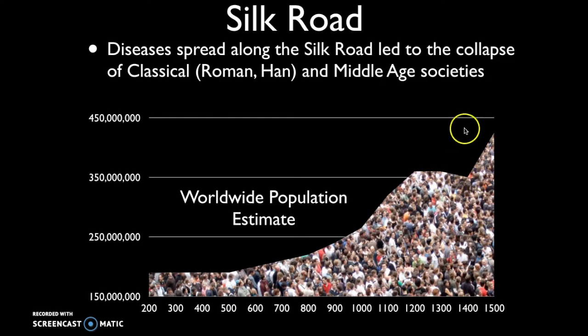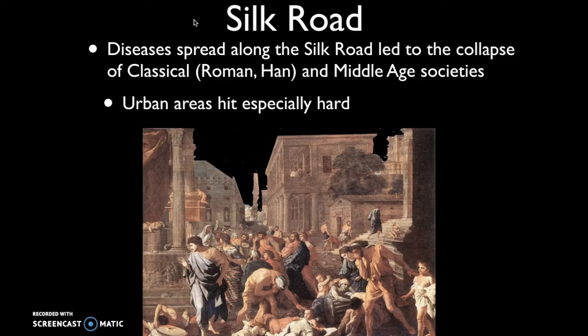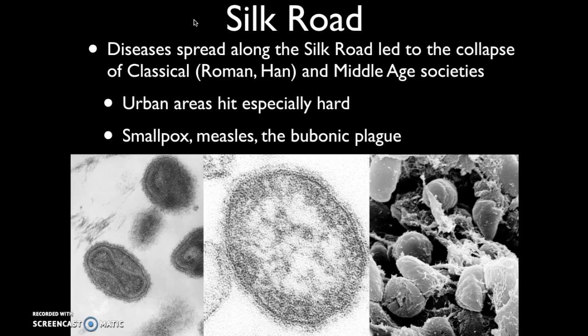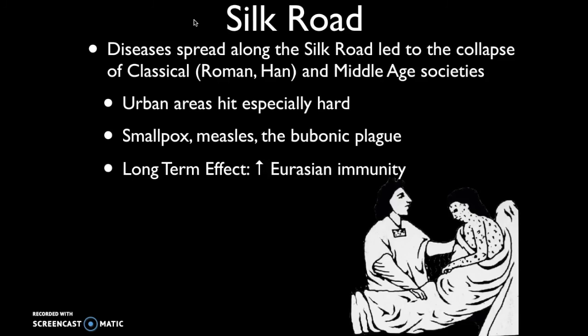Whenever we're talking about the 1300s, unlucky 1300s, you should be aware of the demographic impact that happened as a result of trade. Urban areas were hit especially hard. We'll come back to this again when we start talking about the plague. Smallpox, the measles, the bubonic plague are all diseases that would spread along the Silk Road. And the long-term effect of this, though, was that it ultimately allowed Eurasian people to gain immunity from these diseases. Those that survived had natural built-up immunity to these diseases.